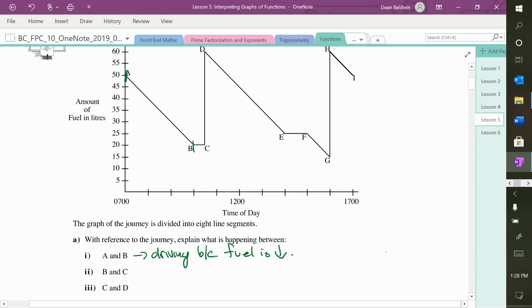What happens between B and C? They're stopped. We don't know why. Maybe they're getting food. I don't know. Stop for food. What happens between C and D? They're getting gas because the gas is going up. Fuel is increasing.